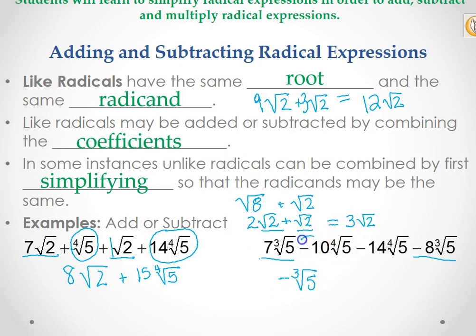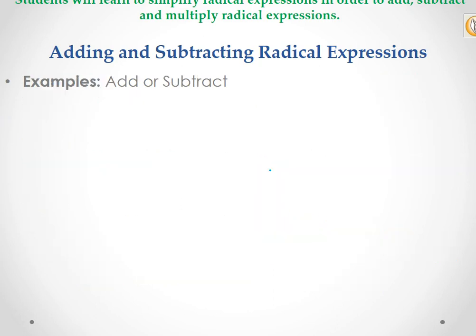Then I have 4th roots of 5. Negative 10 and a negative 14, 4th roots of 5. Well, negative 10 minus 14 is a negative 24, 4th roots of 5. I know, it's pretty impressive. But you can do it too, just keep practicing.